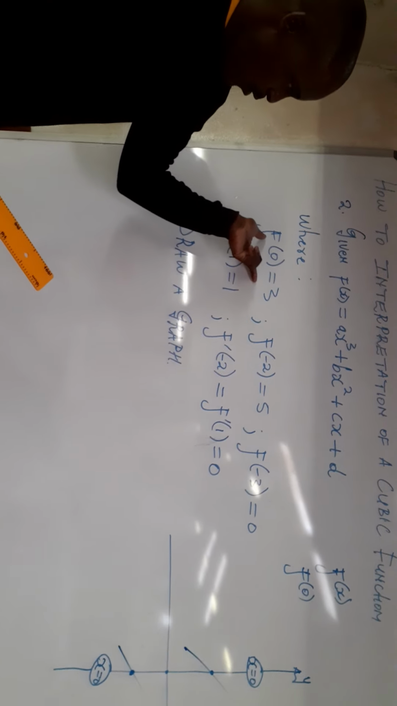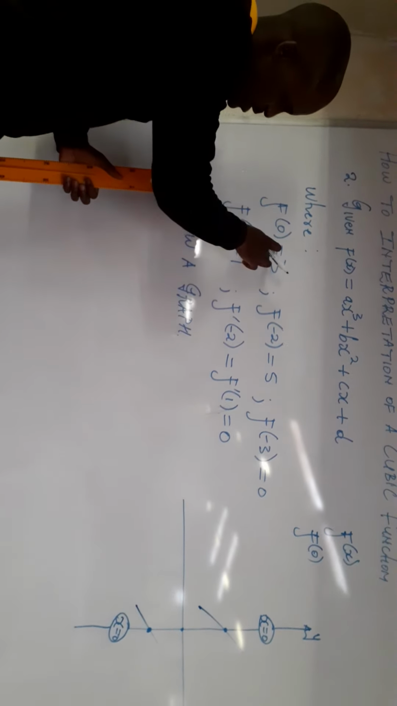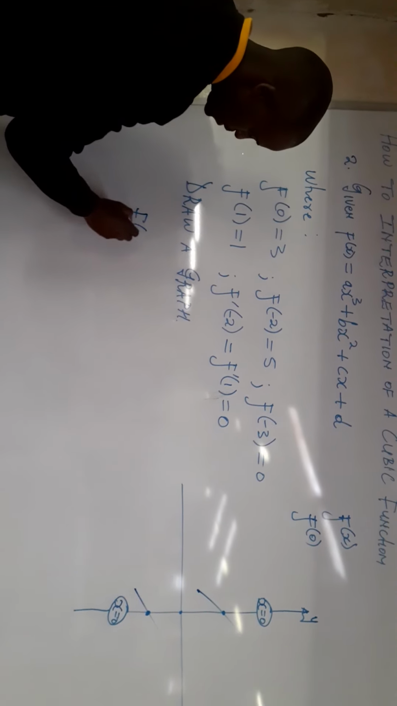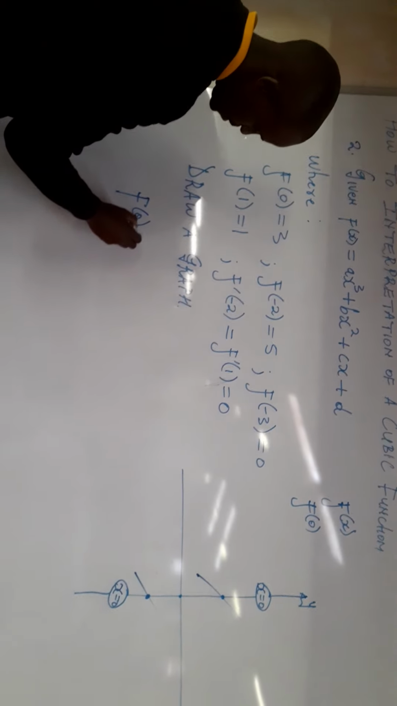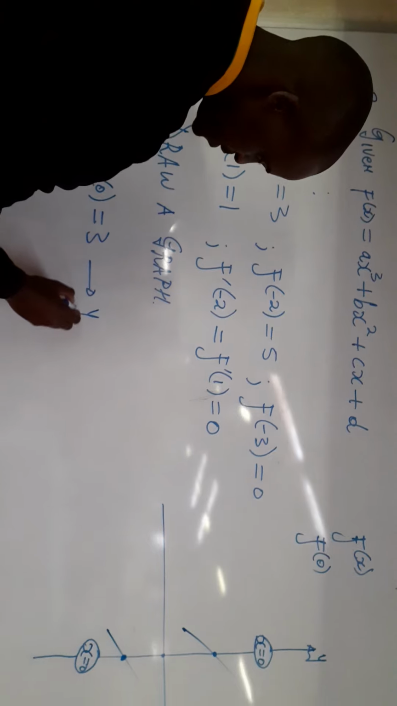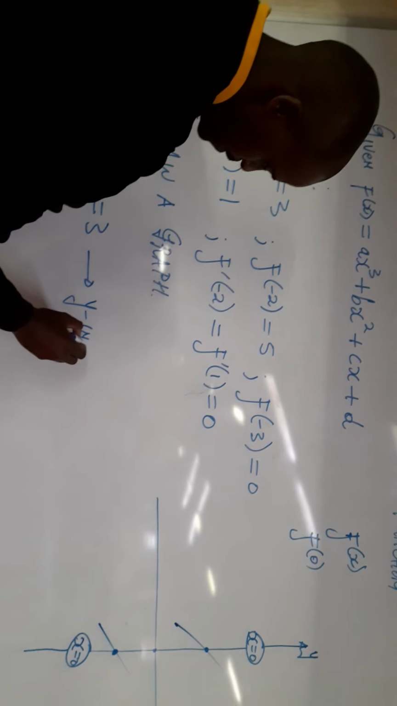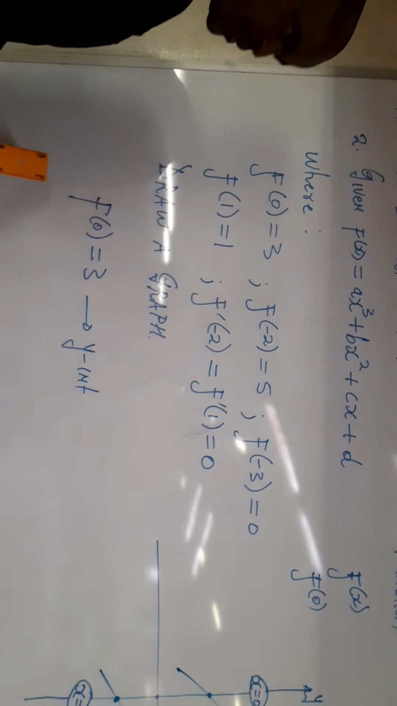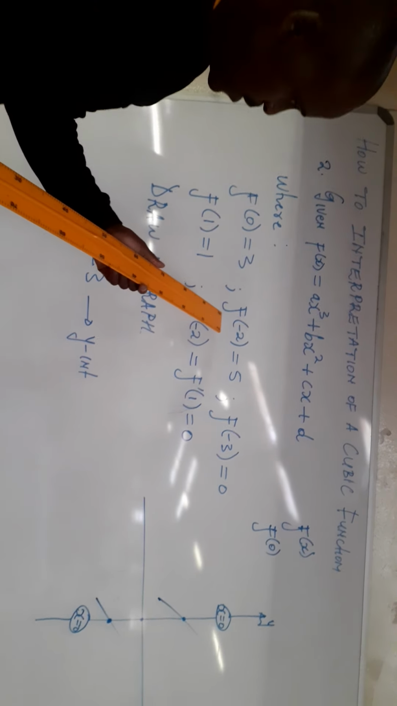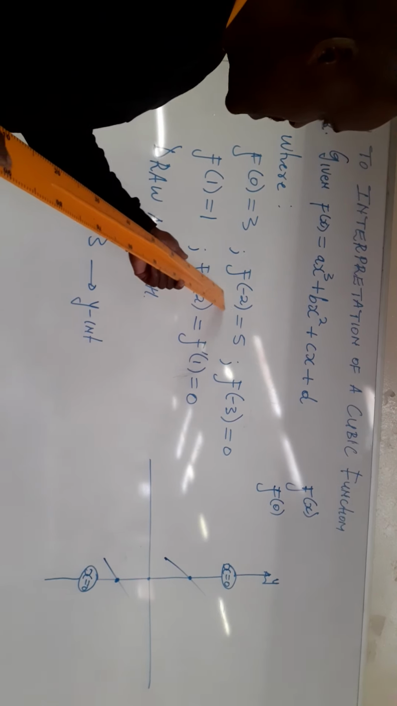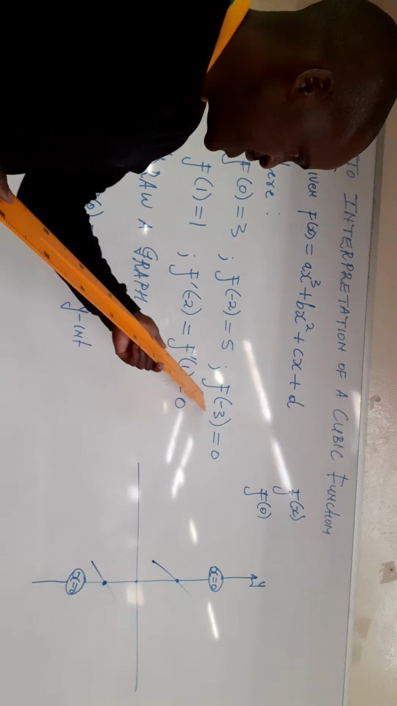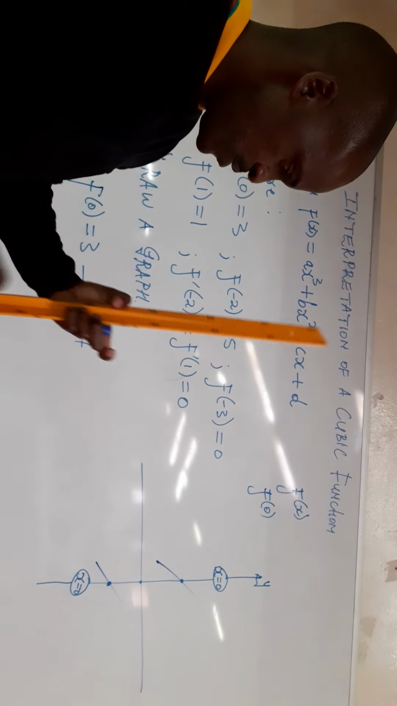y-intercept. This will be our y-intercept. F at 0 is the y-intercept. This is our y-intercept. That's the first point we need to find when you are to sketch a cubic function, right? We've got f at negative 2 is equal to 5. F at negative 3 is equal to 0.